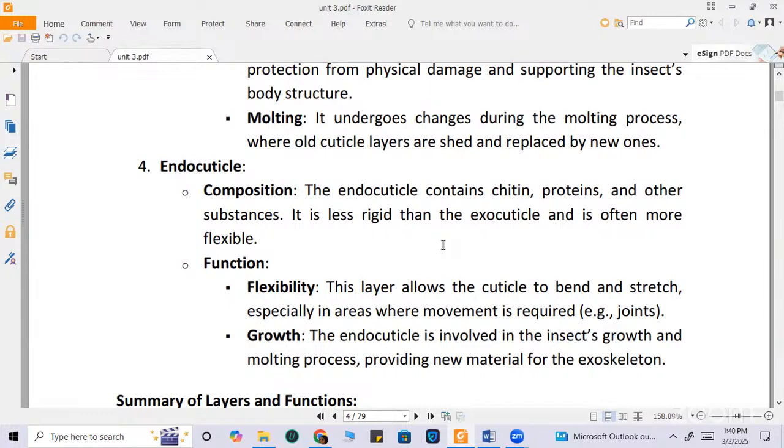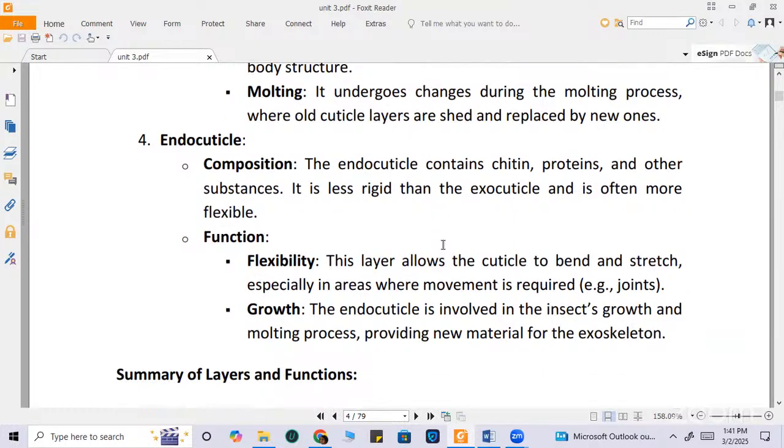And the molting process. In order for an insect or any arthropod to grow in size, the molting process has to happen, where the old exoskeleton is shed and a new exoskeleton is formed, providing new material for the exoskeleton. Molting is the process that most of the insects undergo. For example, in a butterfly, initially it will be in a different stage, but later on it turns into a butterfly using this molting stage.